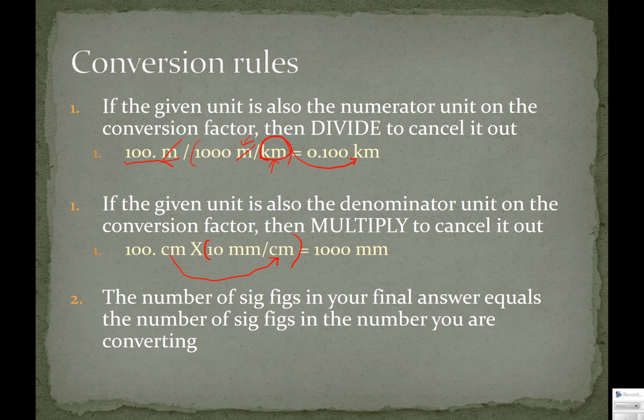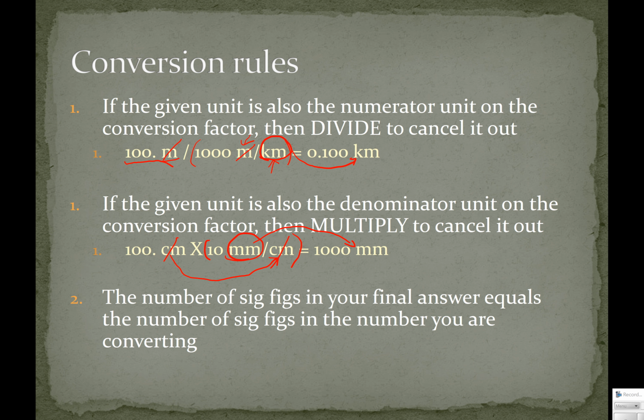So if we multiply 100 centimeters by 10 millimeters over 1 centimeter, a centimeter over a centimeter is 1, so those will cancel. We're left with millimeters, which is what our answer is going to be in. So 100 times 10 is 1,000. Our centimeters are canceled, and we're left with millimeters.